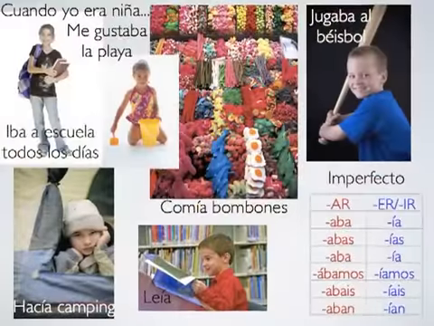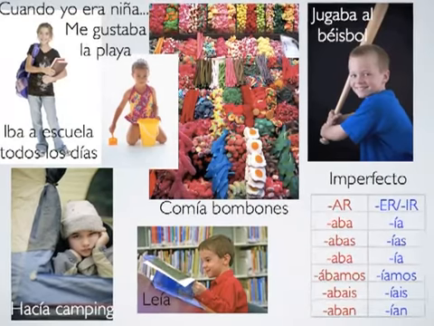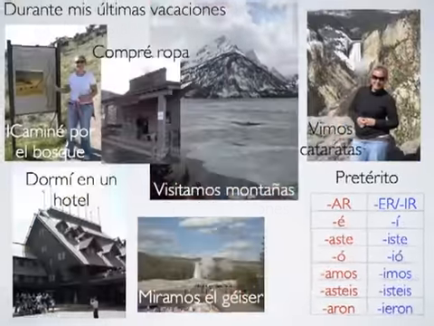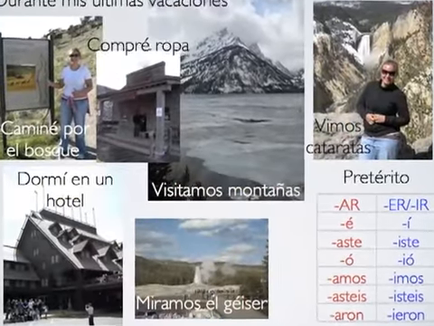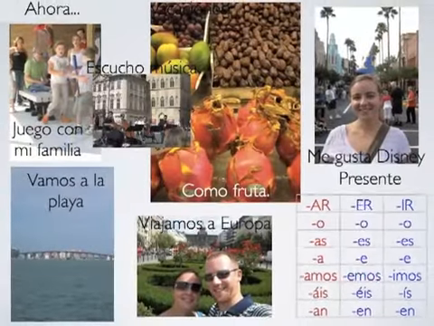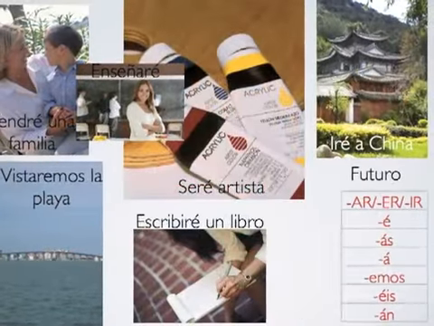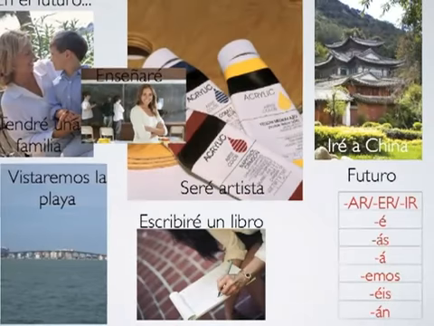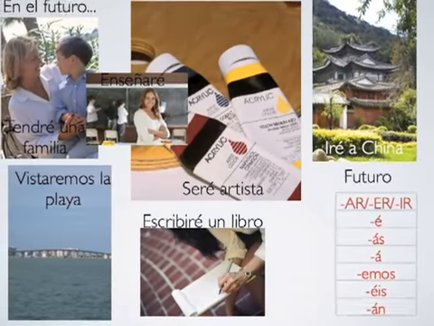Have them create posters with pictures of what they used to do, what they did on their last vacation, what they like to do now, or what they will do in the future. This will help them remember how to talk about different events.